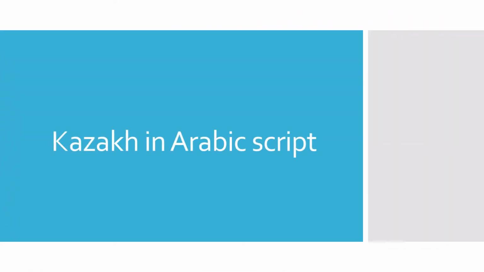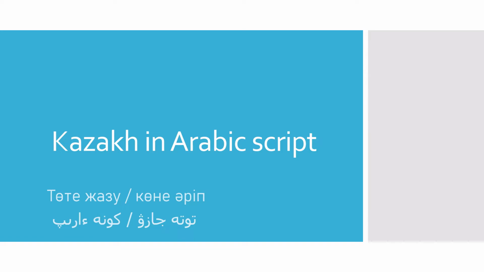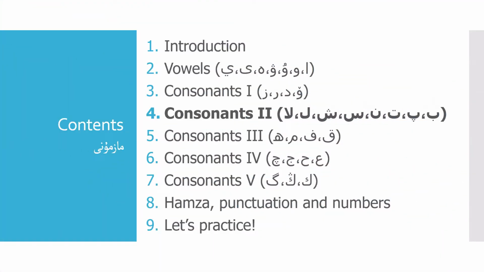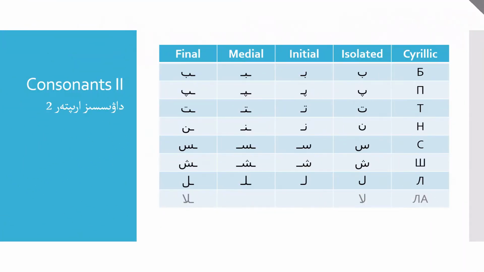Welcome back to Lesson 4. We began learning to write some consonants last time, but only those with 2 forms. From now on, the letters we'll learn all have 4 forms. In this lesson, we'll learn a group of consonants whose forms are very similar to some vowels that we've learned.